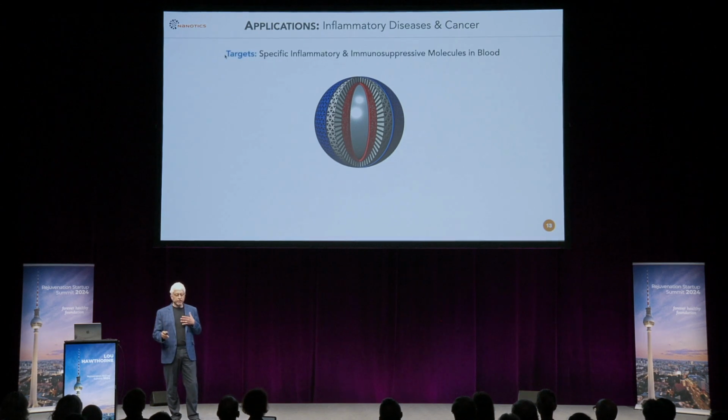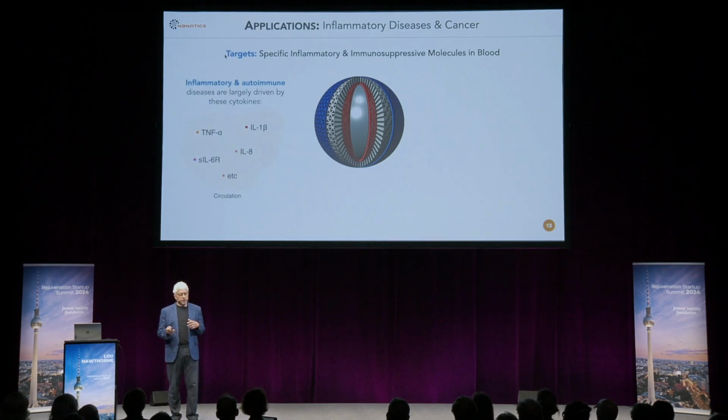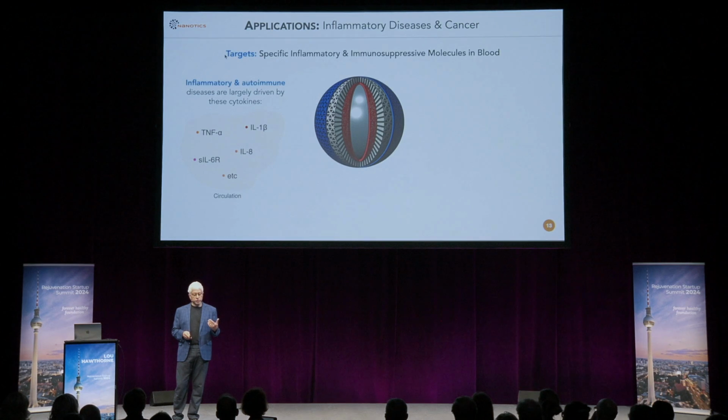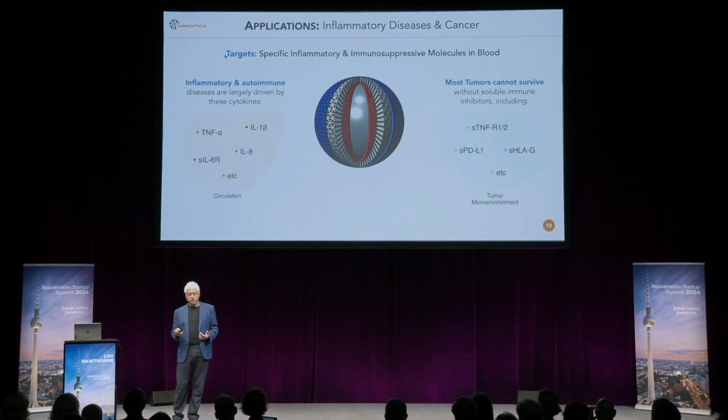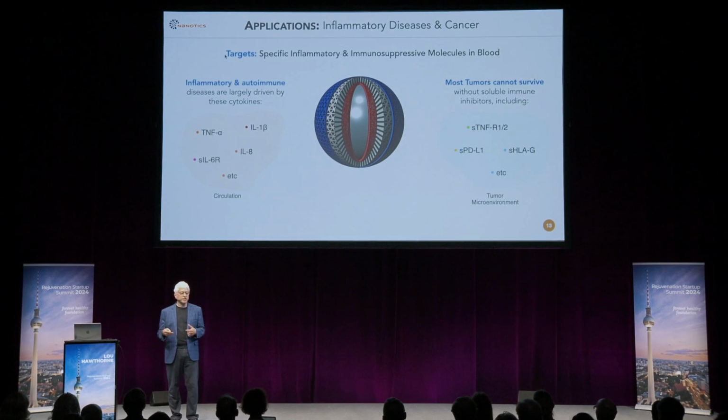So we're looking primarily at inflammatory diseases and cancer, but the nanots we're making have utility in longevity as well, which we'll get to. So to treat inflammatory and autoimmune diseases, those are known to be driven by a relatively small set of cytokines listed here. Likewise, tumors cannot survive without soluble immune inhibitors, a relatively small set listed here.